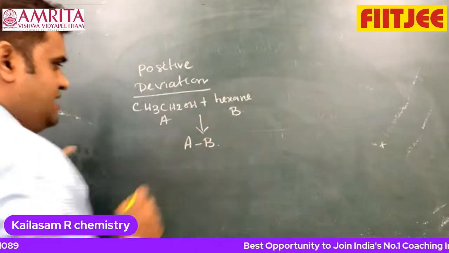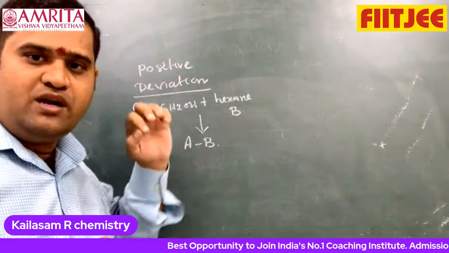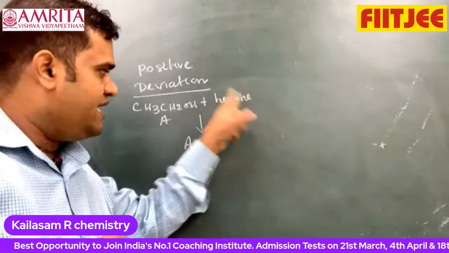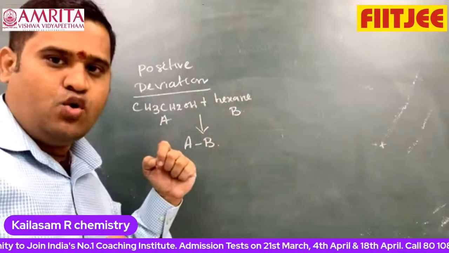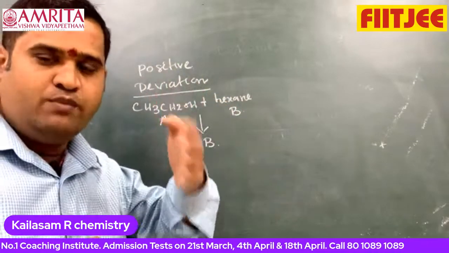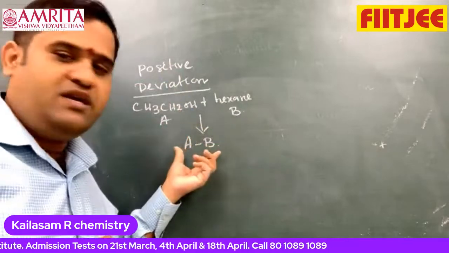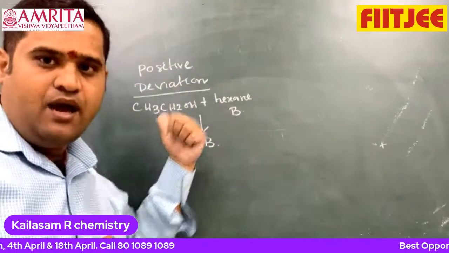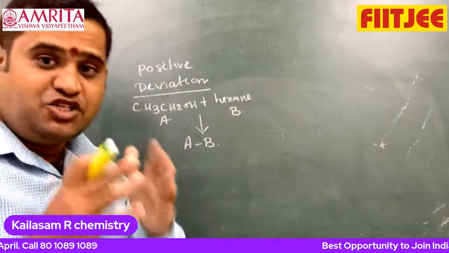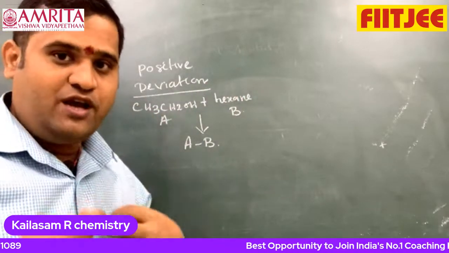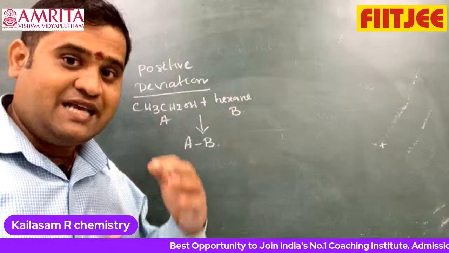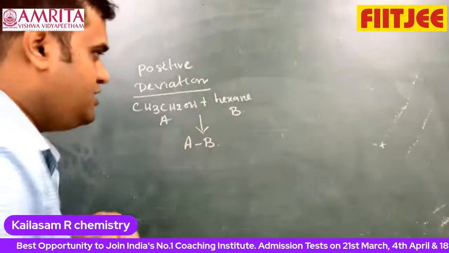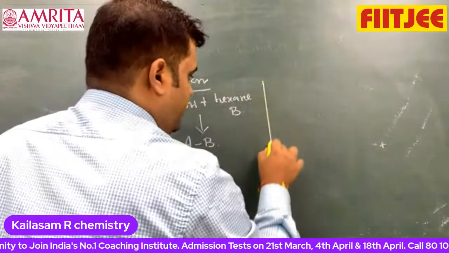Now we can say that ethanol has hydrogen bonding. When hexane is mixed in, the hydrogen bonding is going to break. Therefore, the AB interaction is formed, and it is weaker than the AA or BB interaction. In such cases, we expect the vapor pressure to be higher than that of the ideal one. So what is the graph we are going to get for the positive deviation?